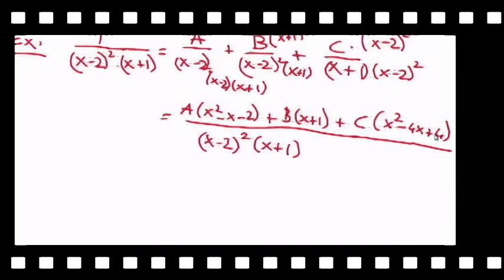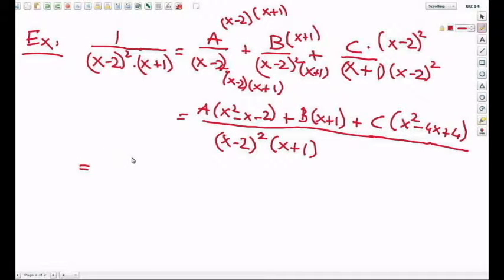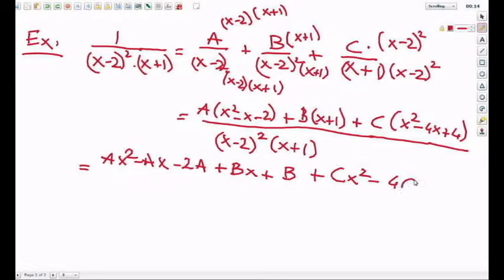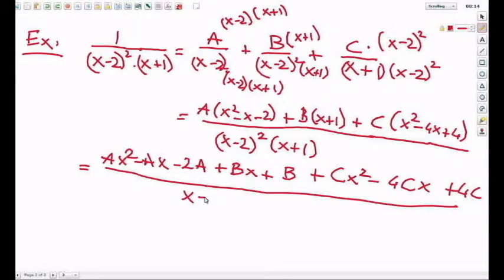x plus 4. Okay, so now I'm going to multiply through and try to collect like terms. Well, one step at a time, I guess. So ax squared minus ax minus 2a plus bx plus b plus cx squared minus 4cx plus 4c, good grief, over the denominator x minus 2 quantity squared times x plus 1.